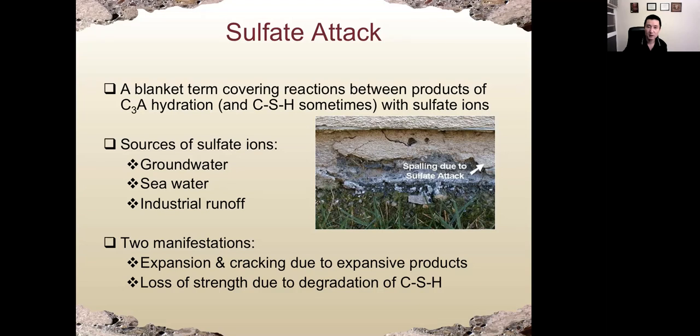Sulfate attack could be expressed as expansion and cracking due to formation of ettringite. Or sometimes CSH may also lose its strength, for example, if the sulfate has magnesium in it.